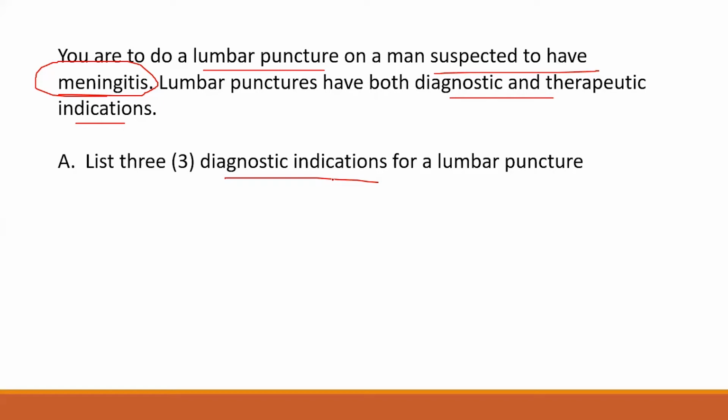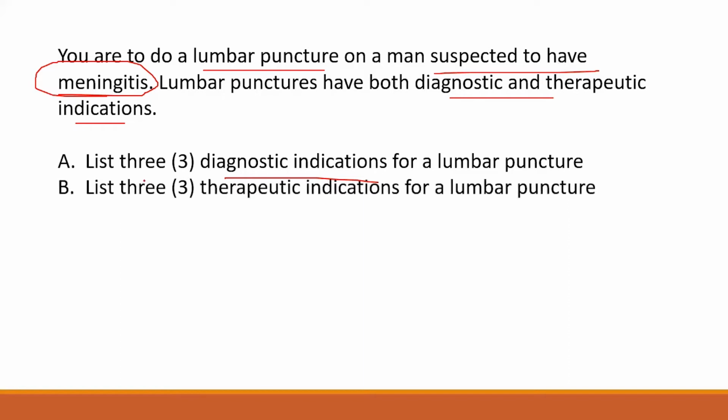So again, signs of meningism, you have to do lumbar puncture. Altered consciousness, unexplained fever, unexplained seizure, unexplained convulsion. So these are the things that perhaps we can use lumbar puncture for.